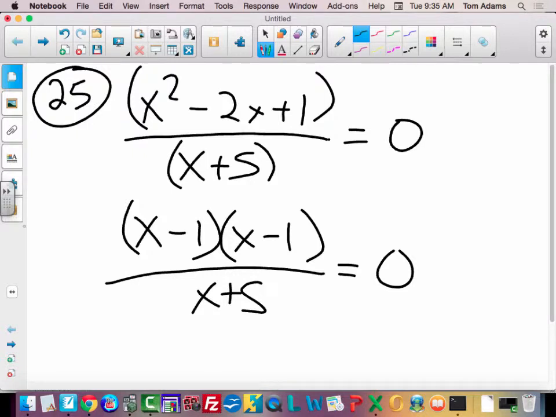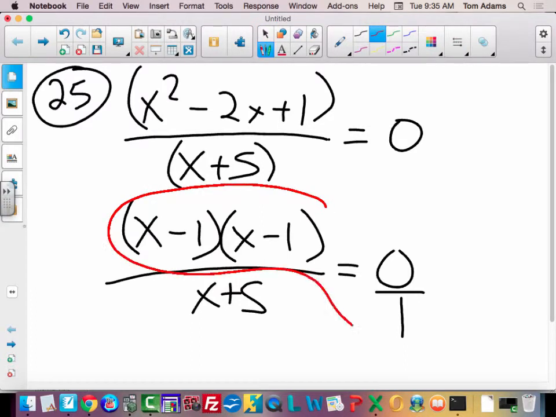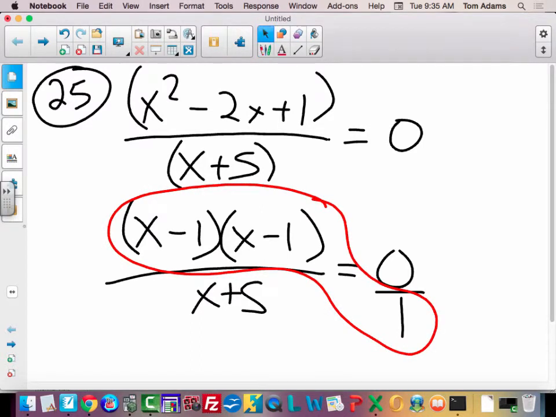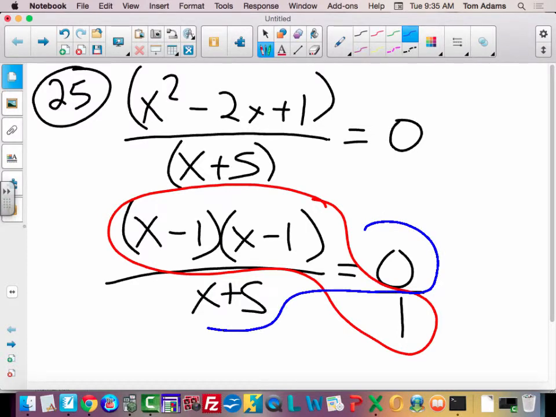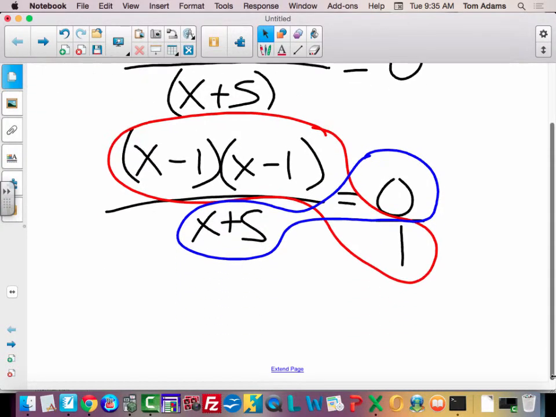Well, 0 is the same as 0 over 1. Right? Now, what do you see there? I see a fancy proportion, but it's really just a proportion. Does anybody remember how to solve proportions? Cross multiply. So I'm going to multiply that, and multiply that. You get x squared minus 1 over 0.